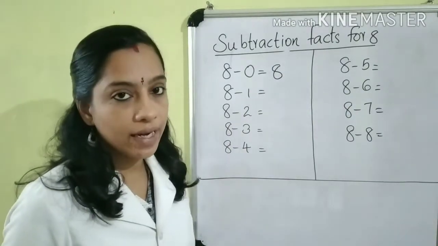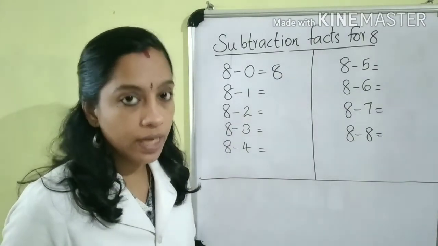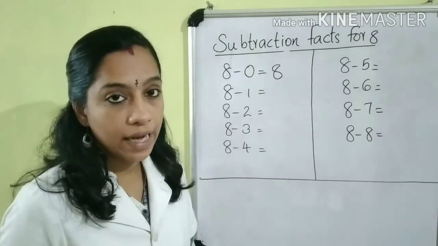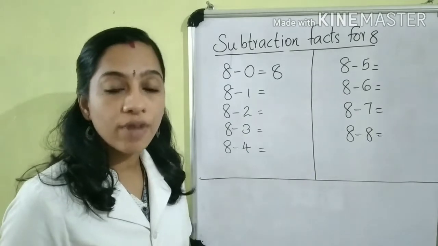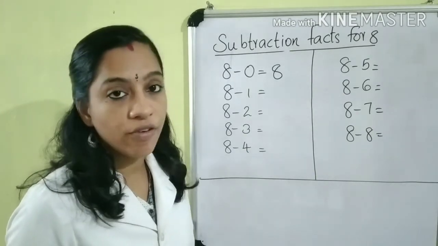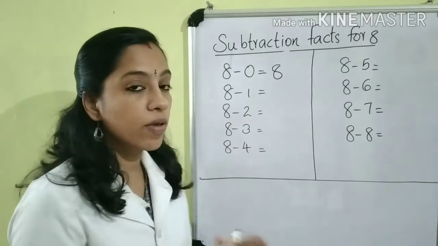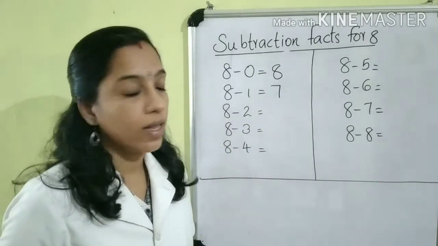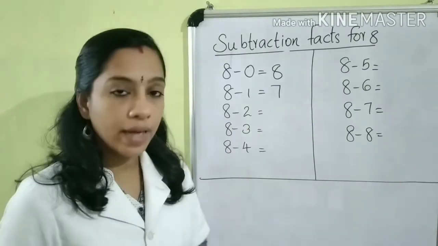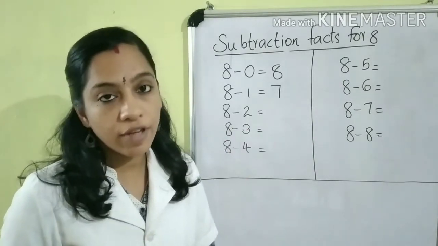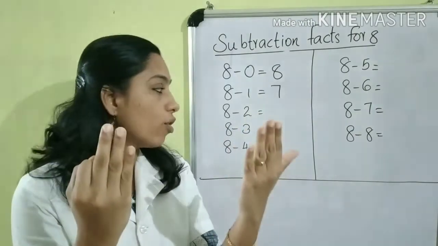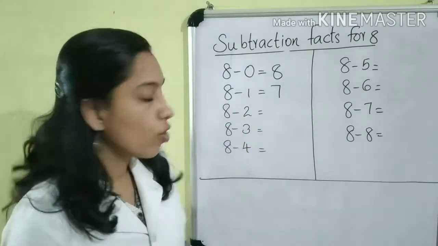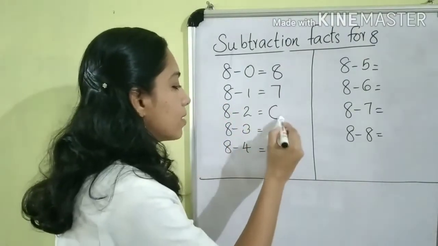Next one, 8 minus 1. Again we can use the property. So we have to find out which number comes before 8, because subtracting 1 from a number gives the number before as the answer. So which number comes before 8? 7. So 8 minus 1 is equal to 7. Next we have to subtract 2 from 8. Here we can use your fingers. Take 8 fingers, then fold 2 fingers. 1, 2. How many fingers are left? 6. So our answer will come 6.